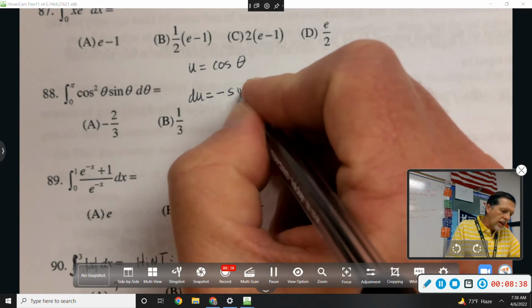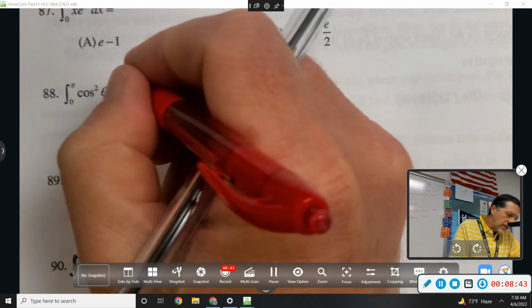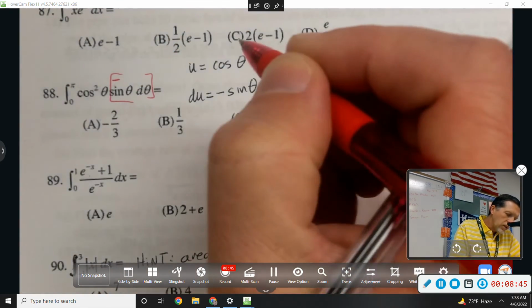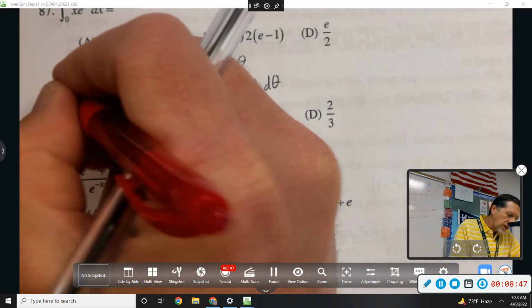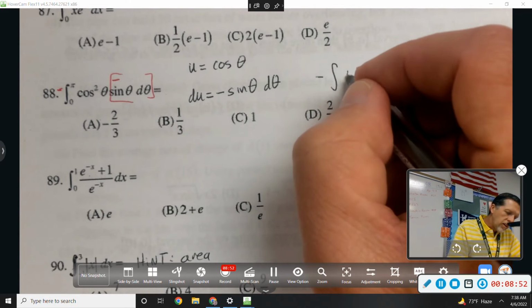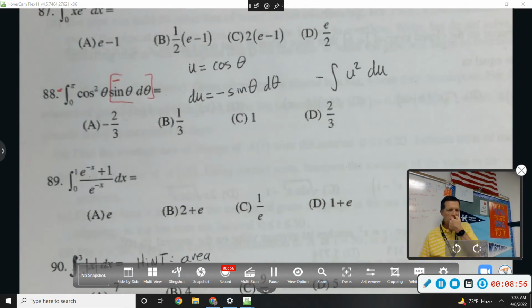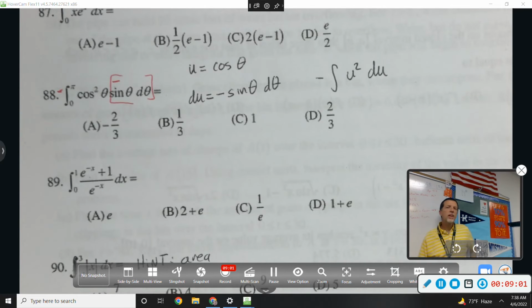Du then is negative sine. So I need a negative on that part to make it du. So a negative out front. So negative integral of u squared du. And again, I've kind of been lazy with the limits there, because I shouldn't put 0 and pi because those are theta limits, not u limits. So I either need to switch it or sort of finish the problem and switch it back.